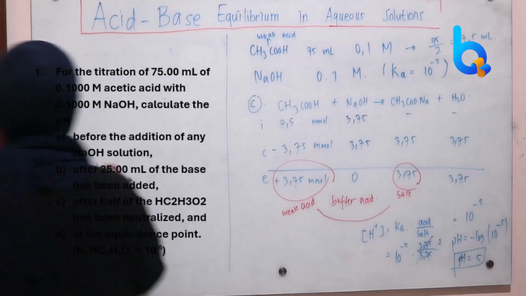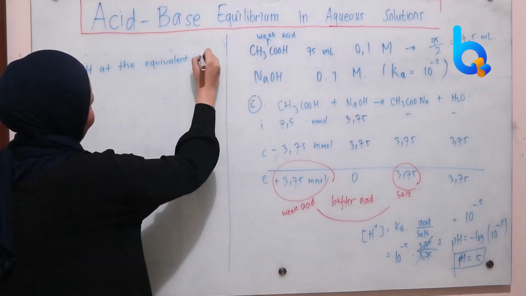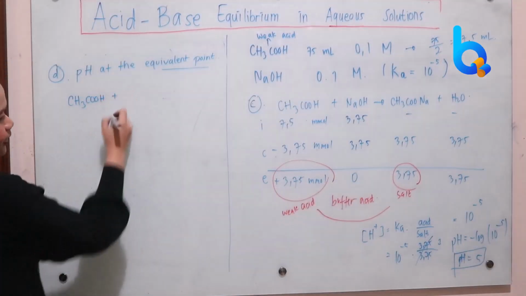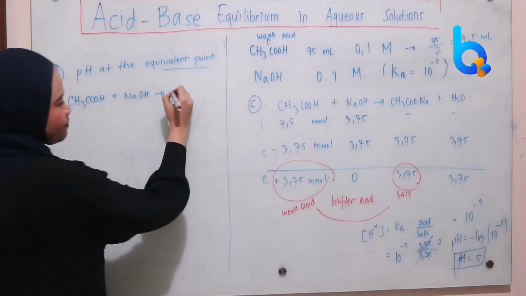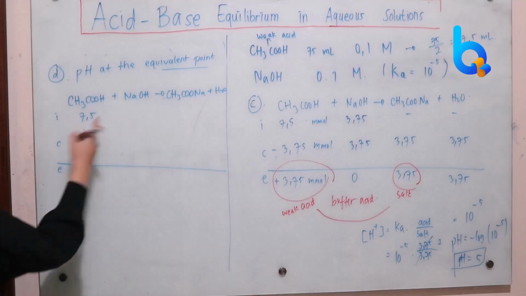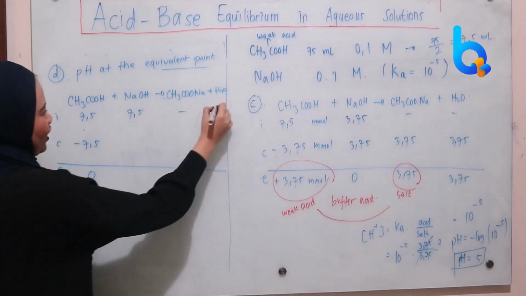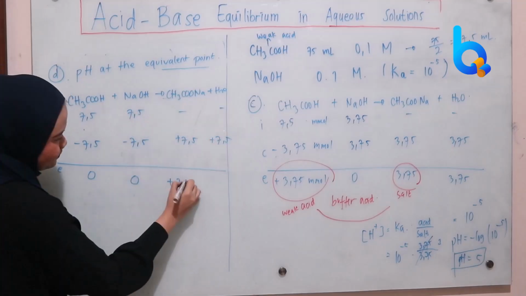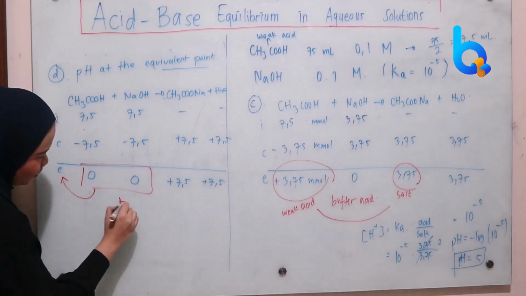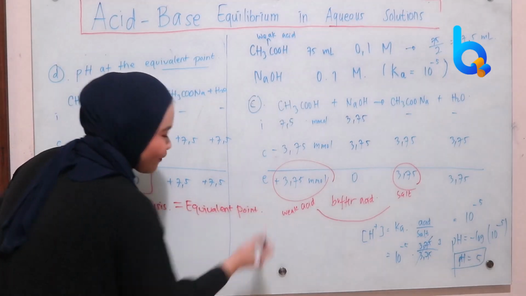The last we have D. D is the pH at the equivalent point. Okay. Equivalent point means there is no NaOH left at the end. So if we form the balanced equation, we have initial, change, and so if we have like 7.5, it's 0 at this equivalent point. So also we have NaOH like this. Okay. Because there is no acid left in the mixture, we call it hydrolysis at the equivalent point. Okay, we have to look at the salt.